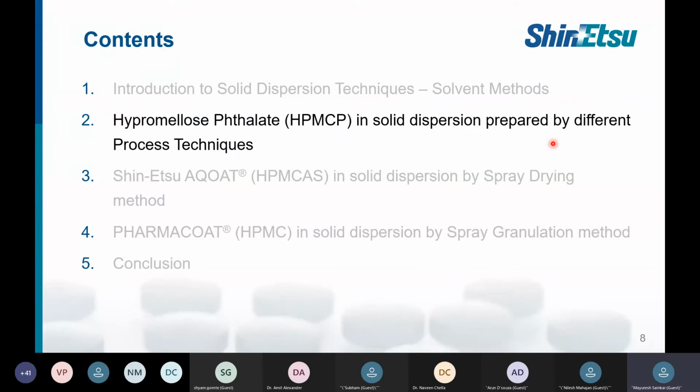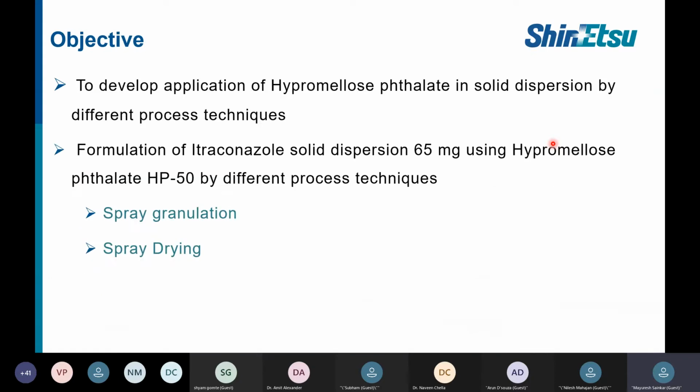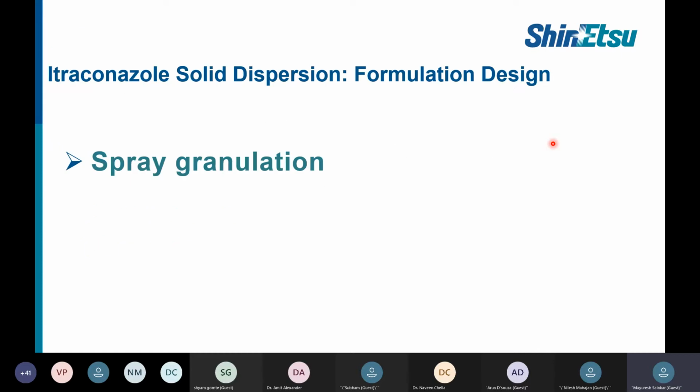So that was all about just a brief background. But now our focus will be on the application of hypromellose phthalate, HPMCP, by different techniques. Different techniques means we now want to focus on spray granulation and spray drying, and how the polymer HPMC phthalate HP50 specifically can be applied for the spray granulation and spray drying process. In this case, itraconazole is the API which we are taking into the study, and we are considering its impact on the methodology. First, we'll start with spray granulation.